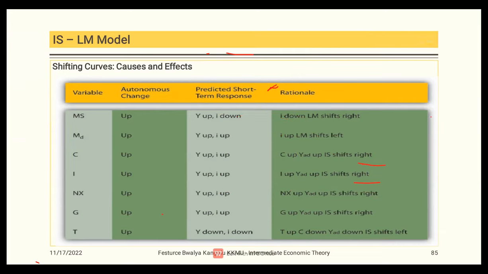But the other one, this is the IS, made up of consumption, investment, government expenditure, taxes, and net exports. So when consumption goes up, even output will go up, interest rate will go up. When consumption goes up, then Y goes up, the IS will shift to the right.